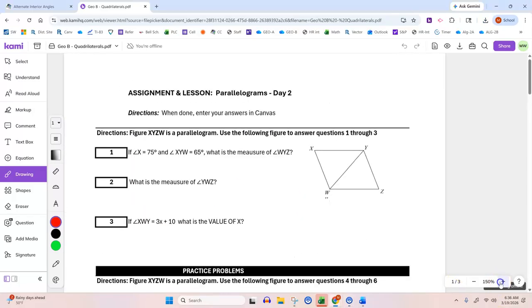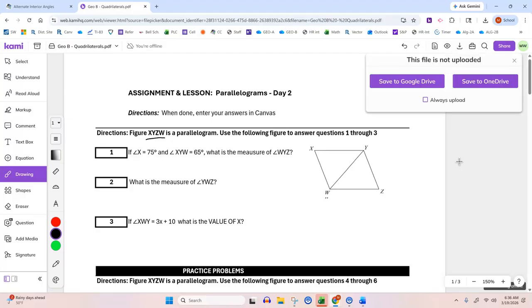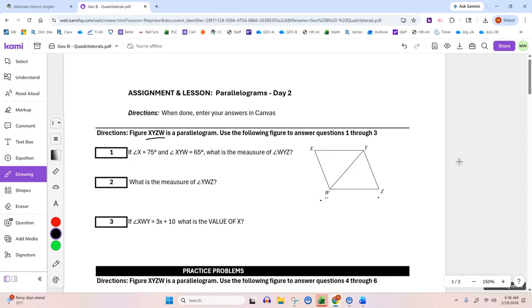I'm going to make this bigger so we can see it better. There we go. Okay, so what do we get? It says figure XYZW is a parallelogram. So it tells us it's a parallelogram, and we're going to use that to do questions 1 through 3, okay? What it first says is angle X, so that's going to be this angle right here, is 75 degrees. So that's 75.